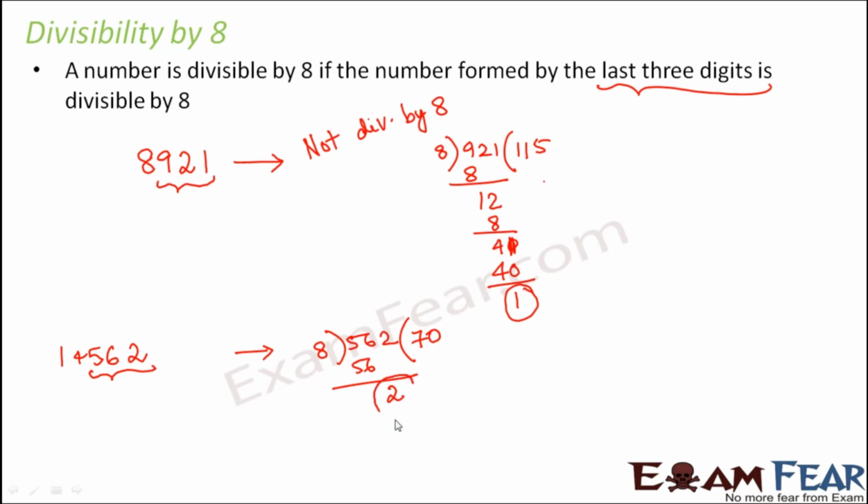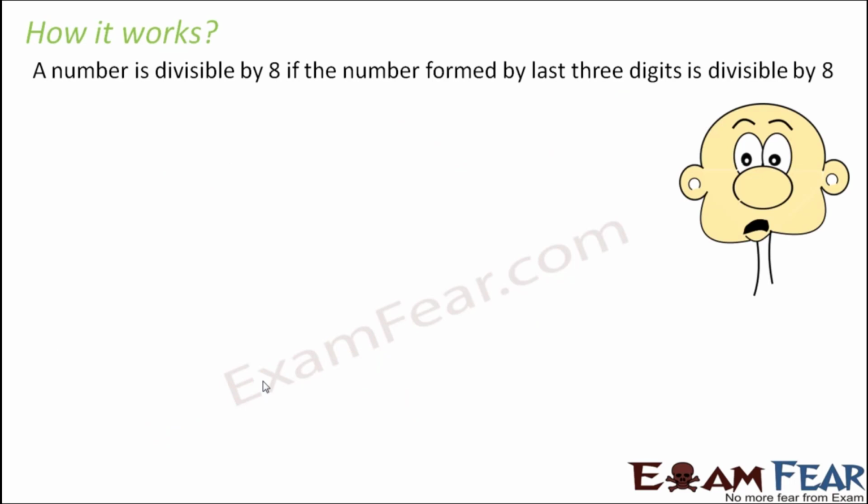So here also you see that there is a remainder left, which shows that this is not divisible by 8. So in this way, we find out divisibility by 8. Now, like all other cases, let us see how this divisibility rule works. Why are we interested in the last 3 digits only?